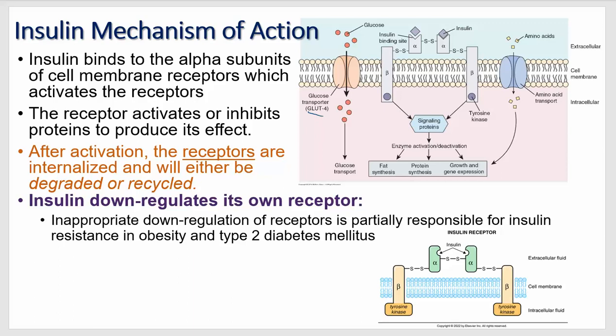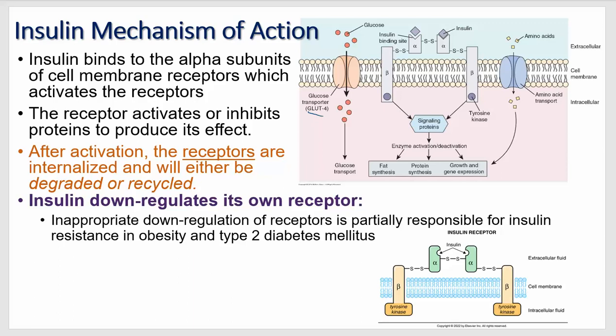And so what happens to the receptor? Maybe you just say, well, nothing, it just sits there, but that's not the case. So after activation, the receptors are actually internalized. Okay, so they are internalized and will either be degraded, or they will move back out and be placed in the membrane again. Okay, but they are downregulated after activation. So this is a function to prevent your blood glucose from becoming too low.